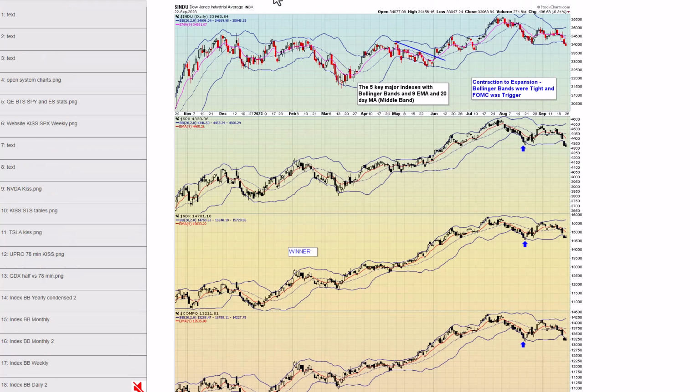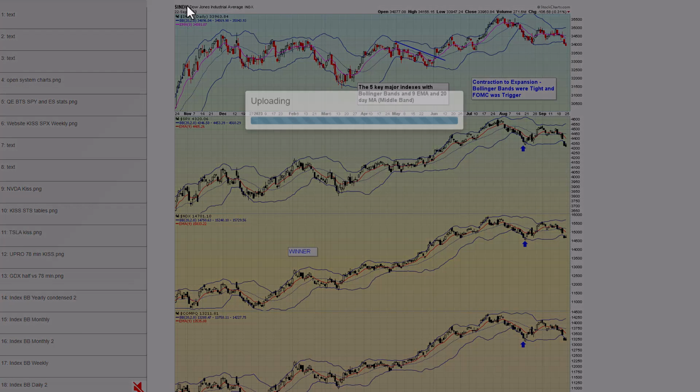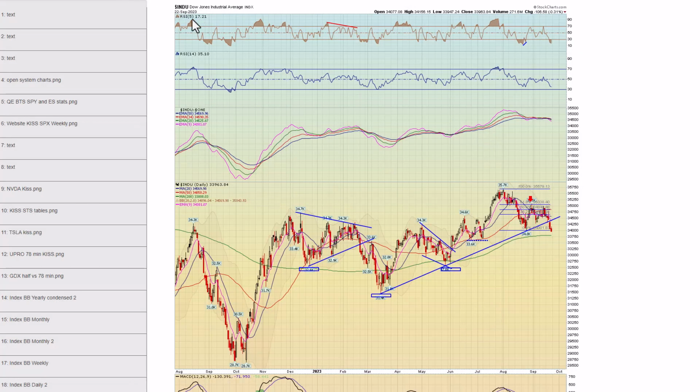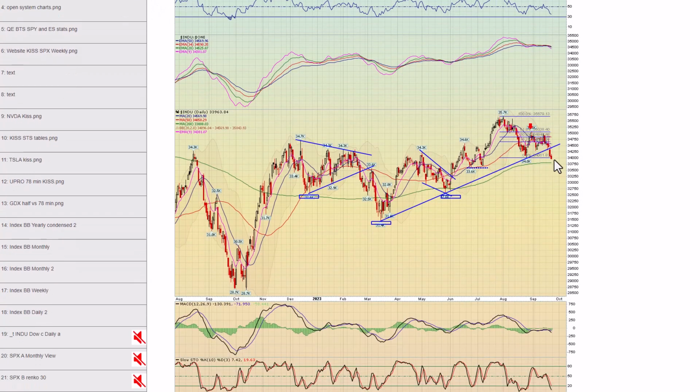Next, chart 19, here's the Dow daily chart. Again, we finally broke that uptrend line that we've had in place. And the 200-day moving average would be your next area to watch.